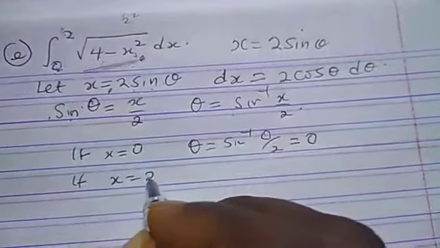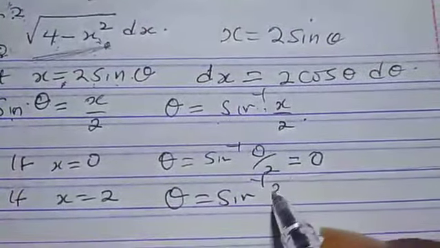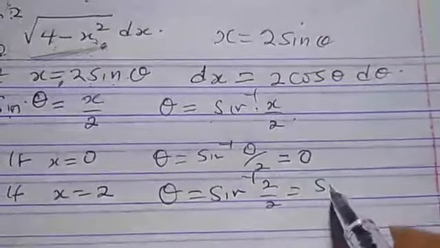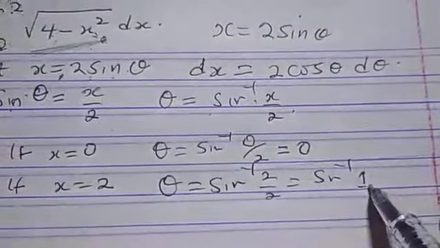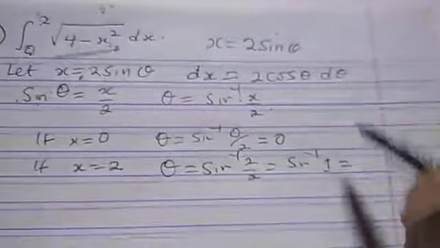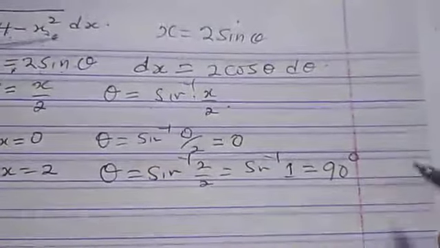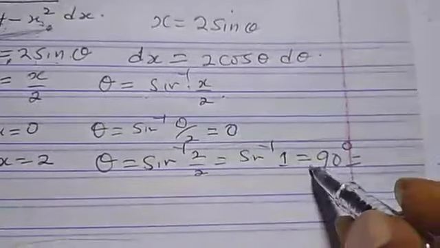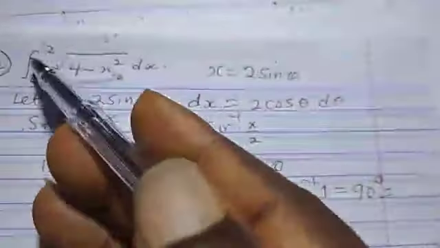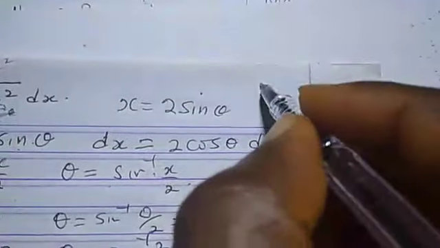If x is 2, our theta is arc sine of 2 over 2. This is arc sine 1. But arc sine 1, what sine will give me 1? It is 90 degrees. When you use your calculator, sine 90. But 90 degrees, you can't leave it like this because you are dealing with integration. You have to leave it in radians. How do you express it in radians?